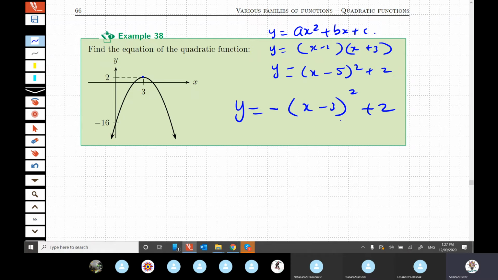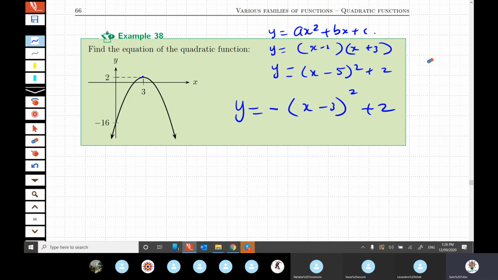Why is the minus on the outside of the bracket? Because whenever it's negative x squared, it would be sad. If I put the negative on the inside, what's a negative squared? Positive still. So that's why the negative is on the outside.